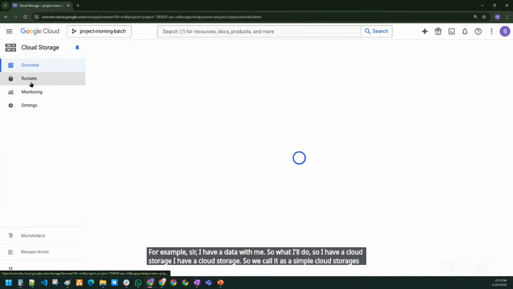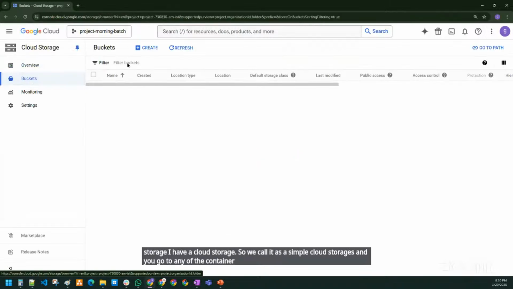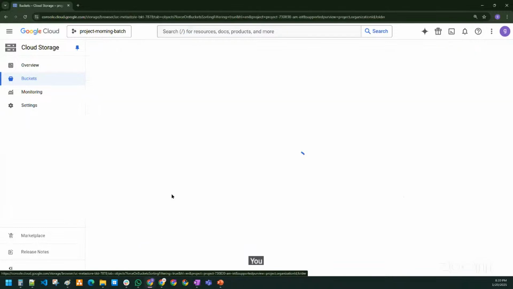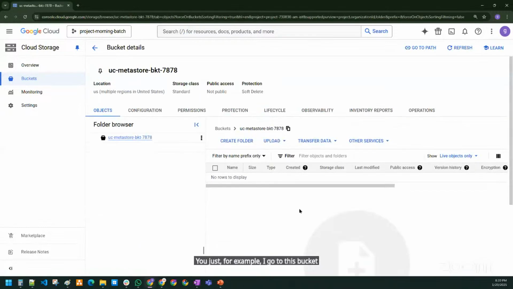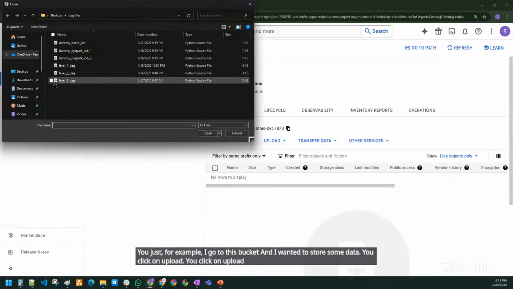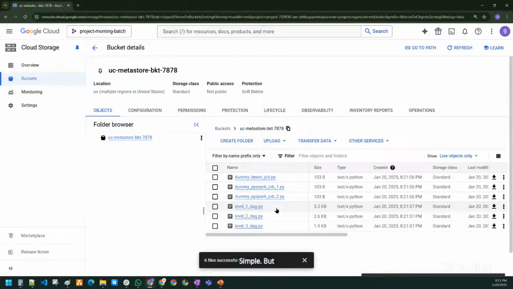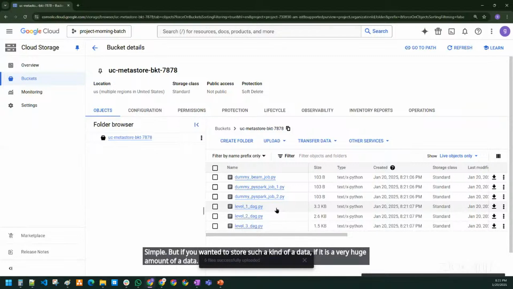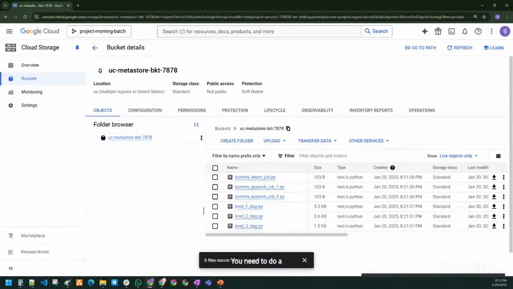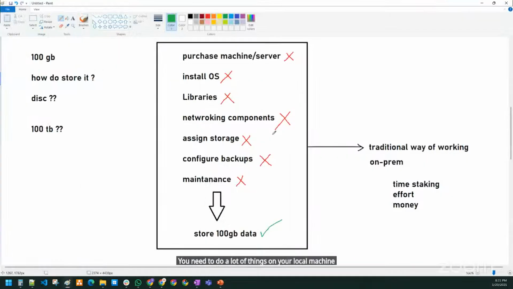And you go to any of the containers or a bucket. For example, I go to this bucket and I want to store some data. You click on upload. Sir, I want to store all of these files. Simple. But if it is a very huge amount of data, you need to do a lot of things on your local machine, a lot of things that you have to take care of on your own, but that is not required when you're working in the cloud.